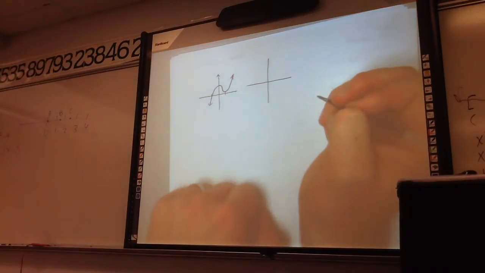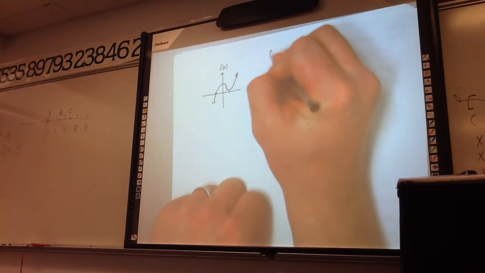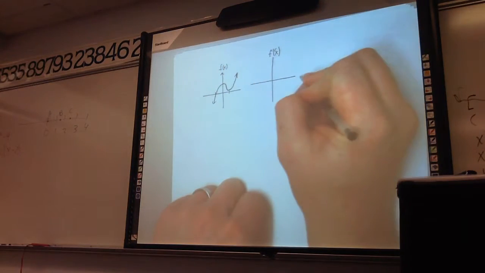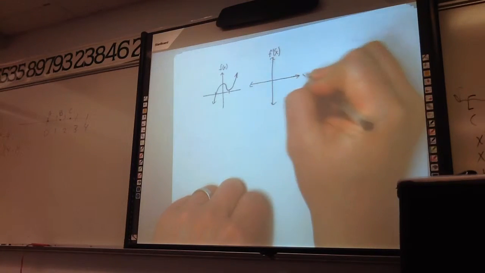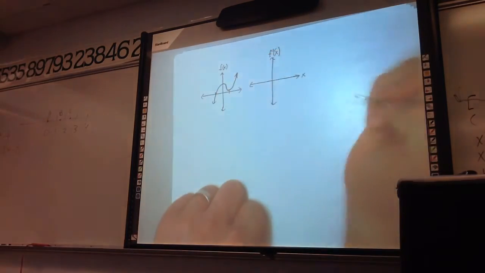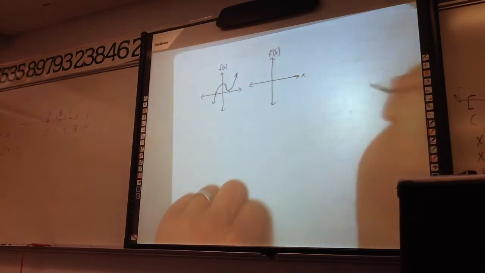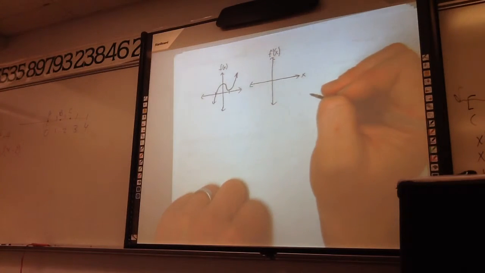Can you tell me what the graph of the derivative of that would look like? I look for key points when I do these. What do you think a key point would be? When it hits the x-axis. When it stops rising and goes down. When it stops rising and goes down, why? What's the slope at that point? 0. Does that make sense?